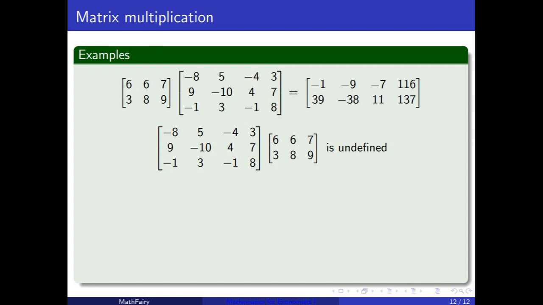The final two examples are yet again the two same matrices multiplied together. In one scenario we get a well-defined answer, and in the next scenario we have an undefined product.